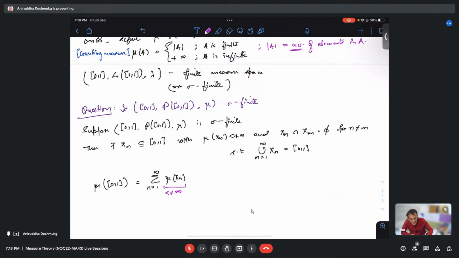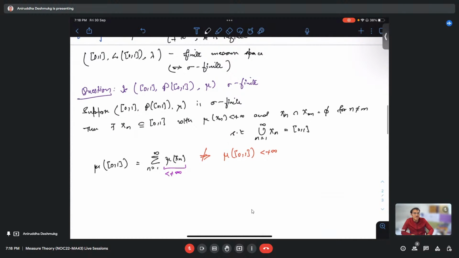Well, there is a subtlety. Each of these being finite does not imply that the measure of [0, 1] is finite. Because, well, what if everything is 1? In that case, this sum is infinite. So that is not the argument we are going to give. The argument which we are going to give is that since the measure of X_n is finite and we are talking about the counting measure, it means that each of the X_n is a finite set, and therefore it is a countable set.